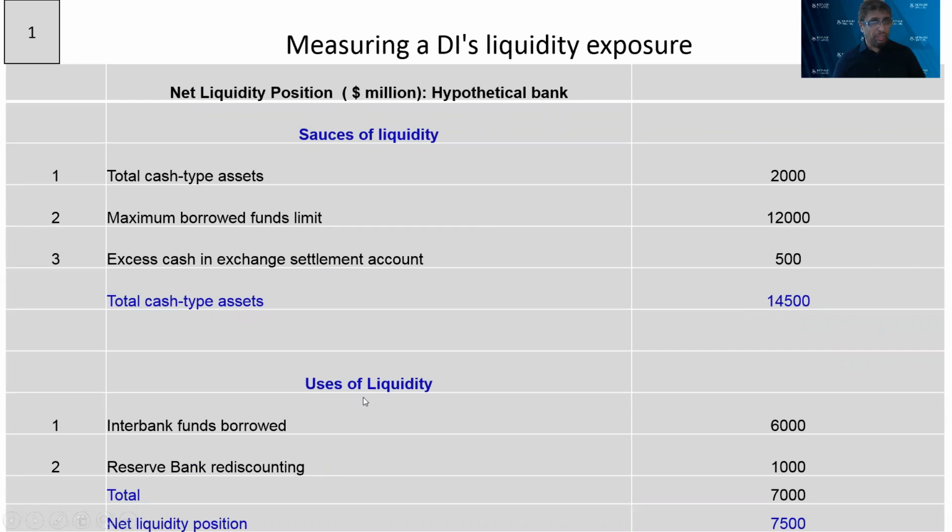Then the uses of liquidity will be interbank funds borrowed. And this is the Reserve Bank rediscounting, which is 1,000. This is the repos. This is when you repurchase your assets that you have sold to the central bank in this particular area. This is actually a net liquidity statement with the central bank. So this is 7,500, which is the difference.